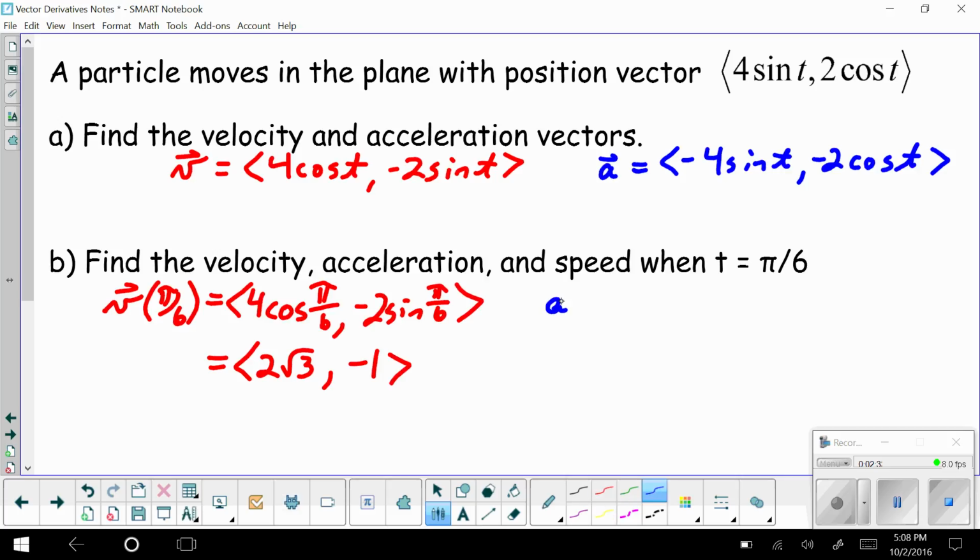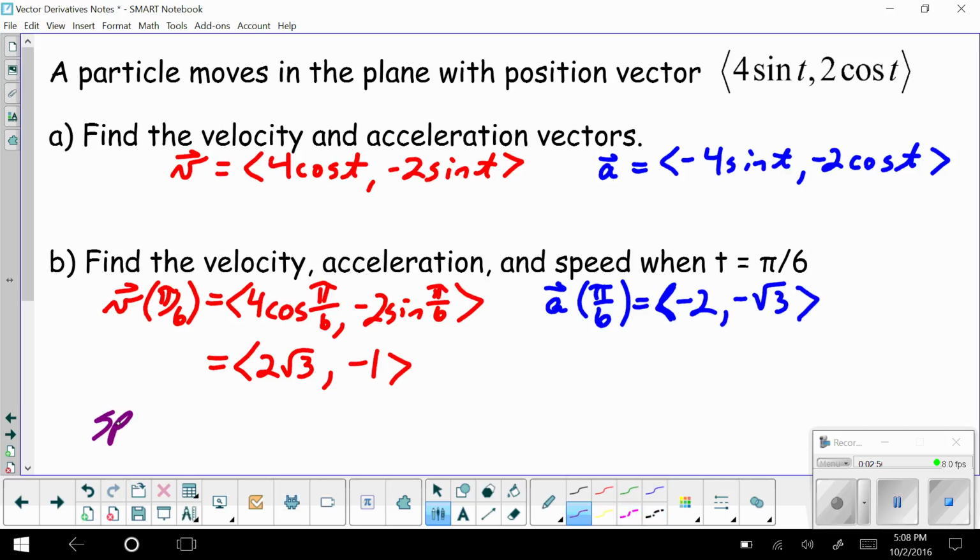My acceleration at t equals pi over 6, I just plug pi over 6 in for t here. Sine of pi over 6 is 1/2, so this would be negative 2. Cosine of pi over 6 is radical 3 over 2, so this would be negative radical 3. And there's our acceleration vector when t is pi over 6.